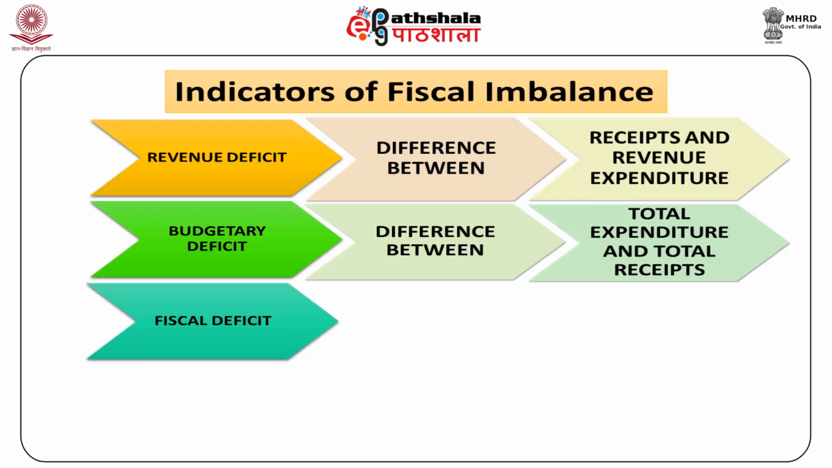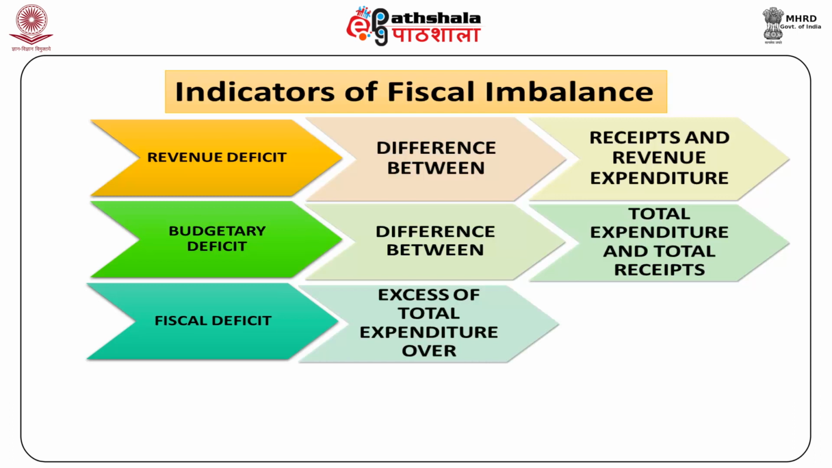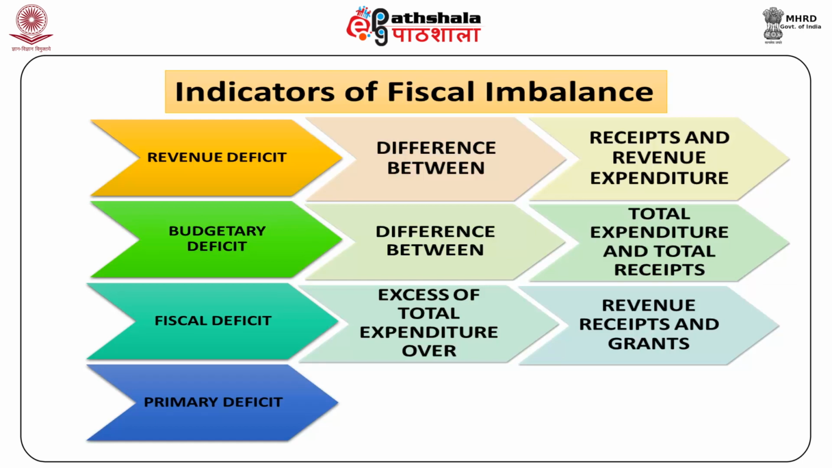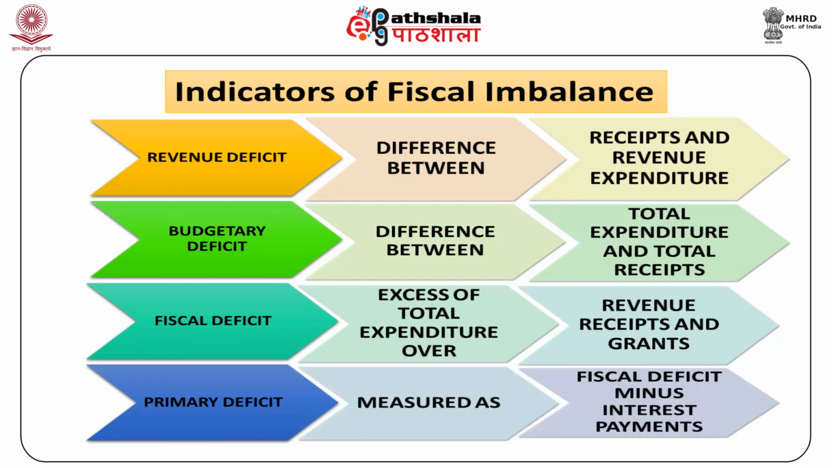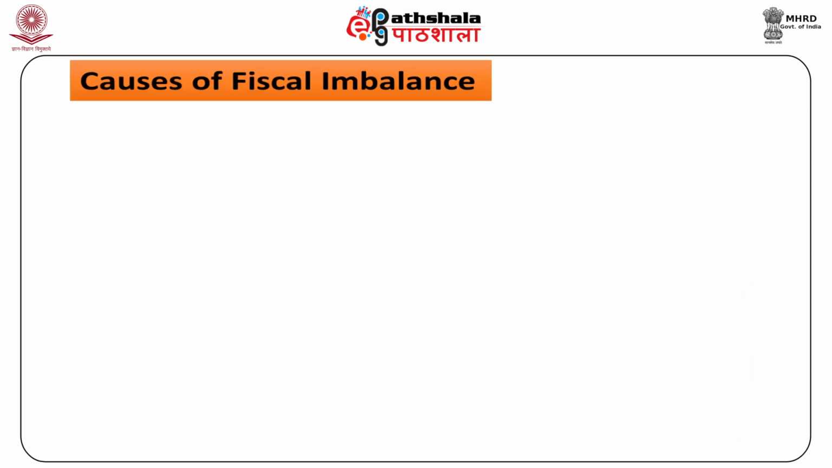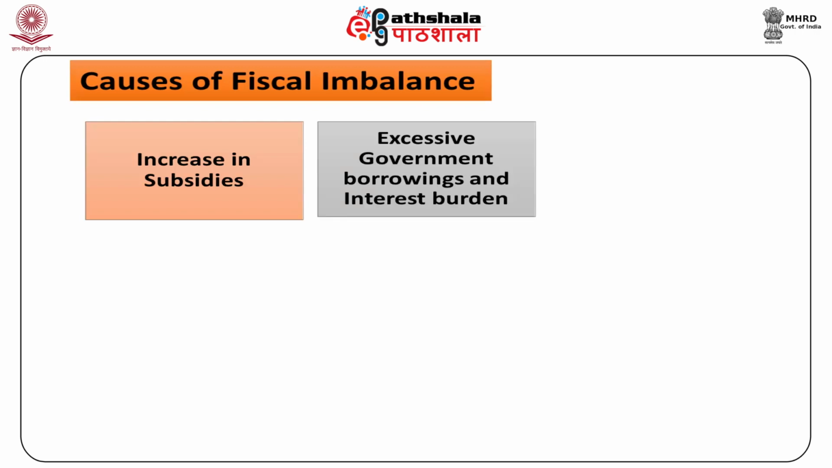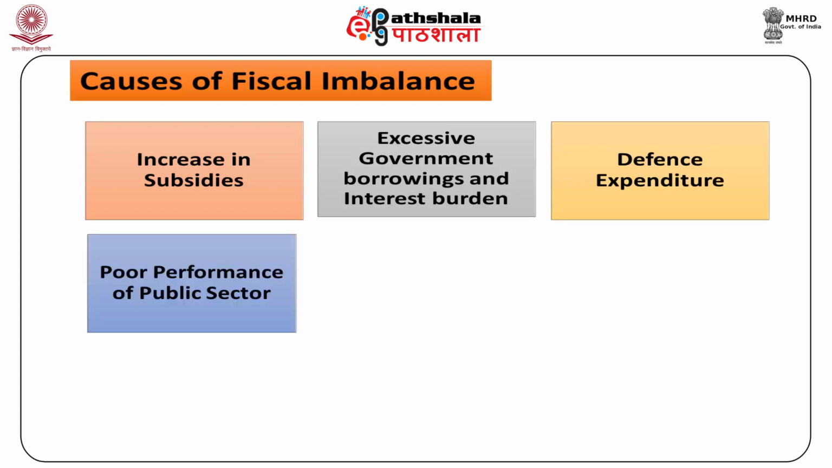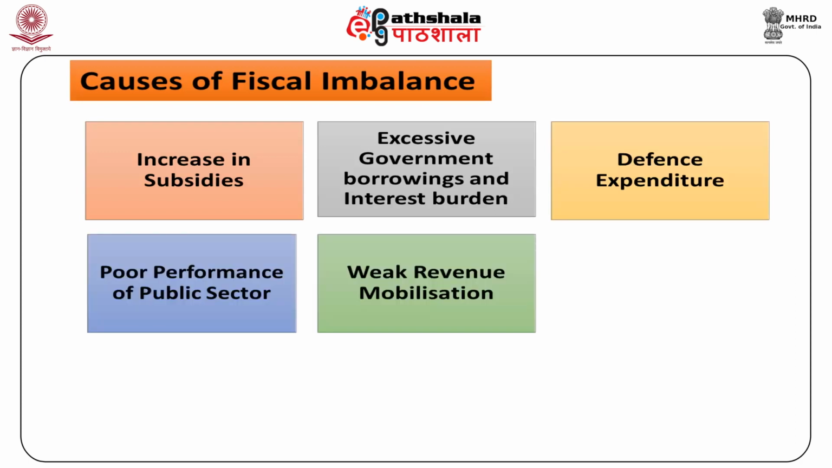Fiscal deficit, which is measured as the excess of total expenditure over revenue receipts and grants. Primary deficit, which is measured as the fiscal deficit minus interest payments. Causes of fiscal imbalance. The main factors responsible for fiscal imbalance in India are increase in subsidies, excessive government borrowings and interest burden, defense expenditure, poor performance of public sector, weak revenue mobilization, and tax evasion.